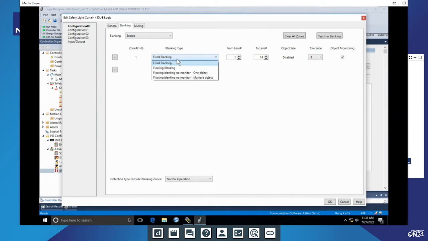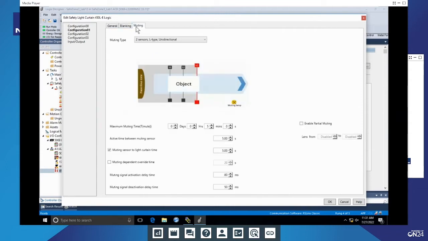Floating blanking is ideally used in coilers, uncoilers, and recoilers, or in an area where we've got a constant feed of product going through. So why do we need safety on this? A constant feed of product is going out. We don't want people putting their hands in or people actually coming into the hazardous area. So that's where we would use a floating blanking mechanism. Now with the floating blanking, we're able to set the size and we can have multiple objects or single objects going through.